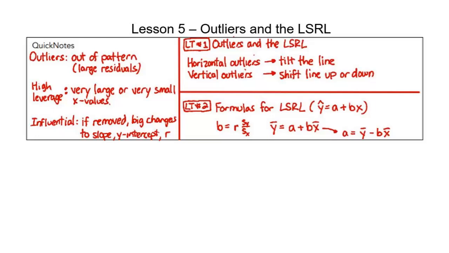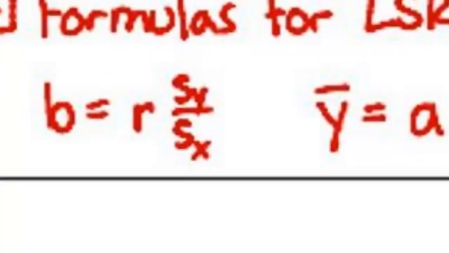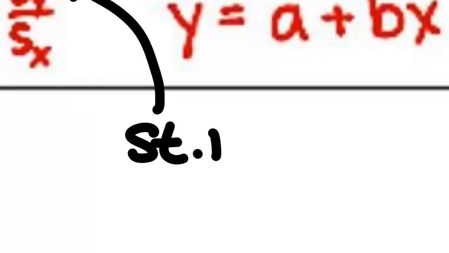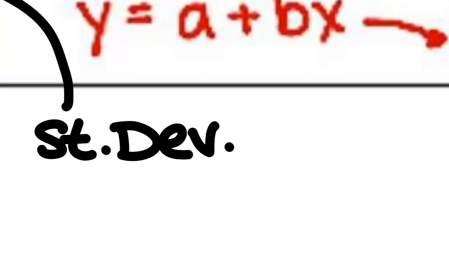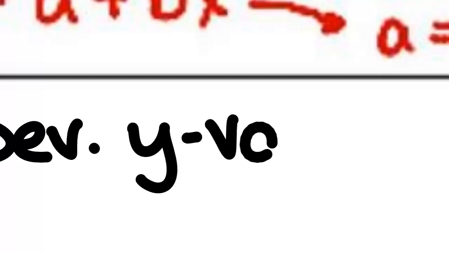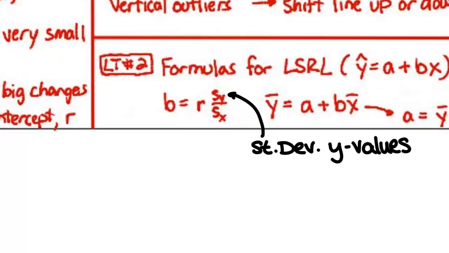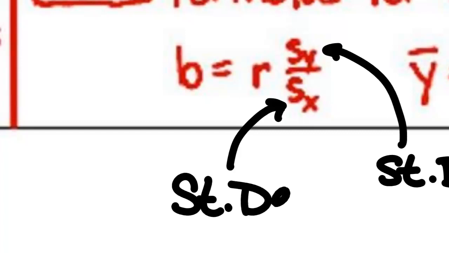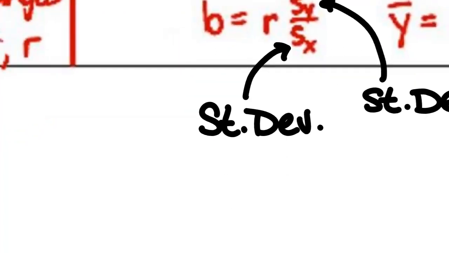But this is how you can calculate the least squares regression line if what you know about it is R and then SY and SX. I want to mention what those are. The book goes into more detail. But SY is the standard deviation of the Y values. And SX is the standard deviation of the X values.